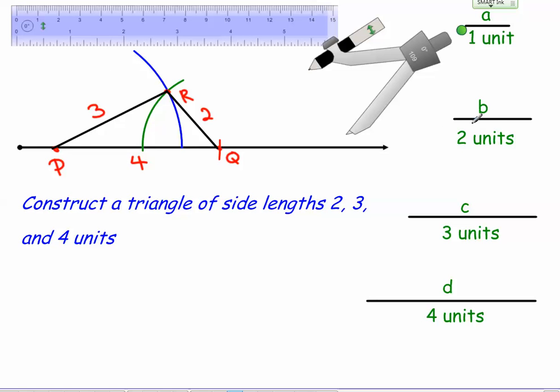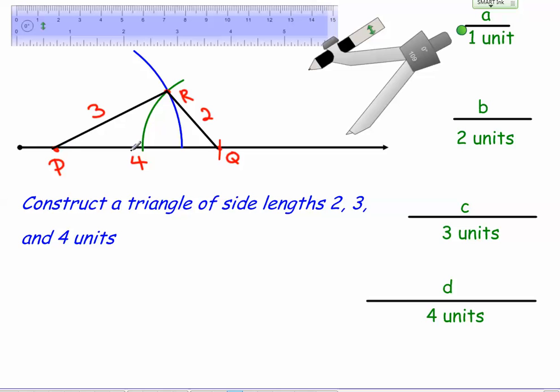Then we measured the 2-segment line, B. We put our center on Q, and we drew the green arc. And we know that the distance from the green arc to Q, those are all the same radius. They're all 2. So all we have to find is this point of intersection, because QR is 2, and PR at this point is 3, and that's my triangle with lengths 2, 3, and 4.